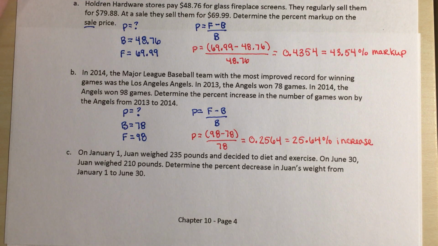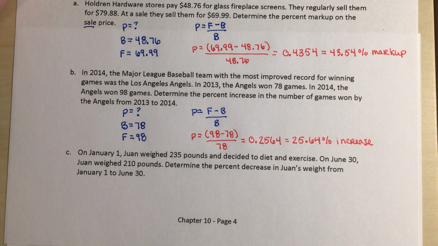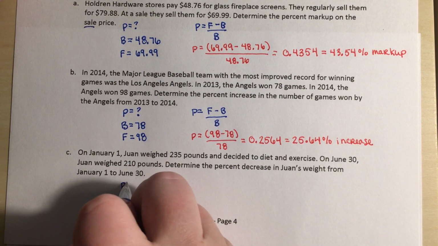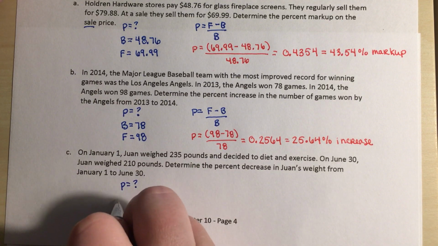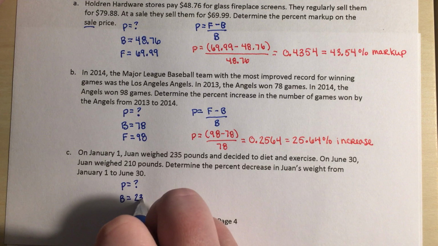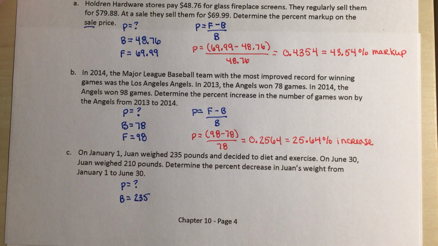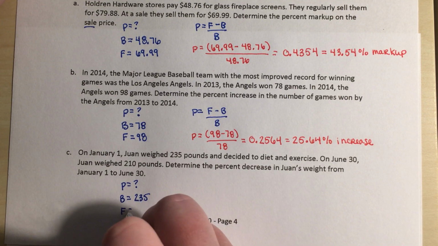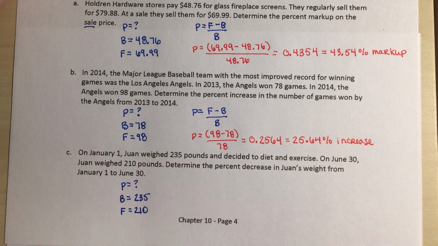All right, so for example C. On January 1st, Juan weighed 235 pounds and decided to diet and exercise. On June 30th, Juan weighed 210 pounds. Determine the percent decrease in Juan's weight from January 1st to June 30th. So again, we're looking for a percent. Our baseline was what he started at. Well, he started at 235 pounds in January. And then our final value is his most recent weight of 210.